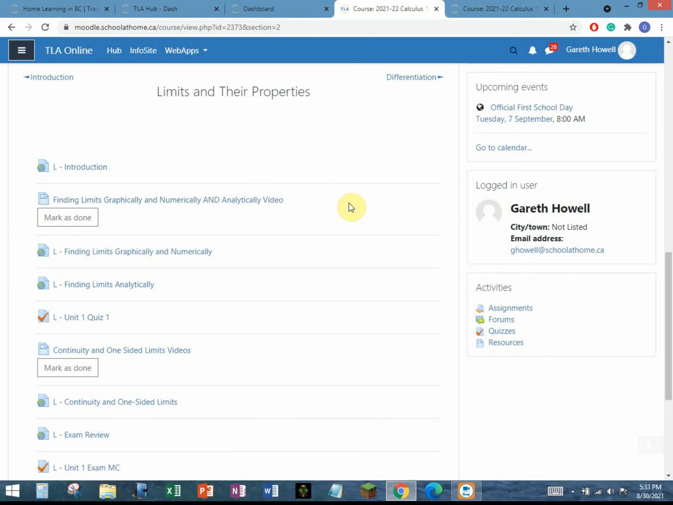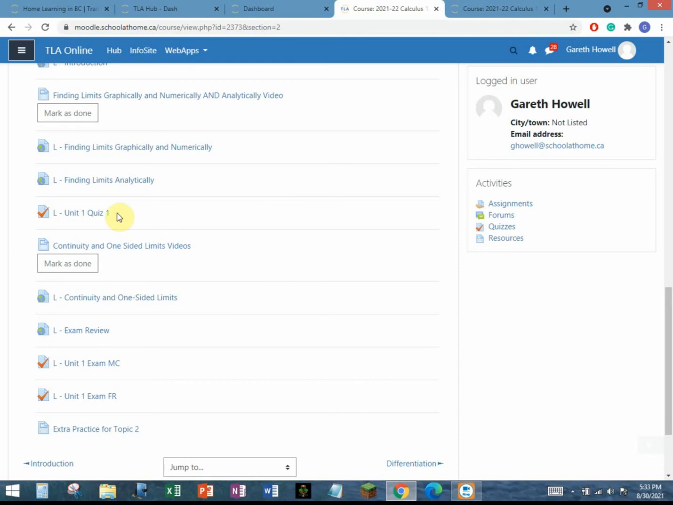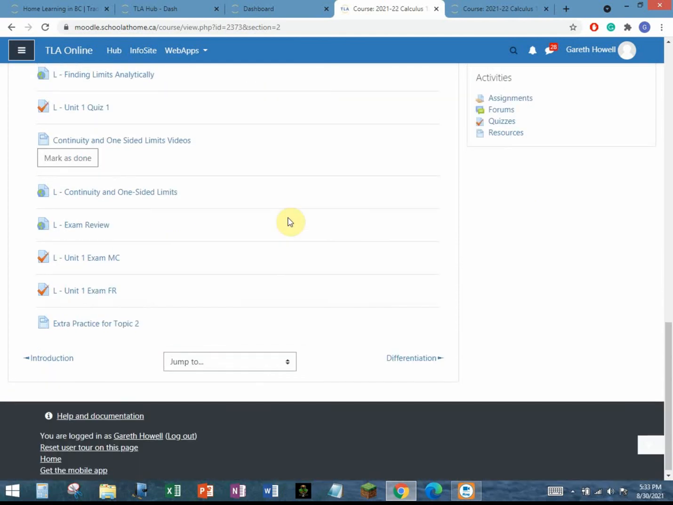And then when you feel confident that you understand the material, you can complete the online quiz or quizzes, depending on how many there are per unit. Please follow the course in order, following the videos, filling out your notebook and completing the quizzes. And there are 2 exams per unit. One is entirely multiple choice. The other is free response.